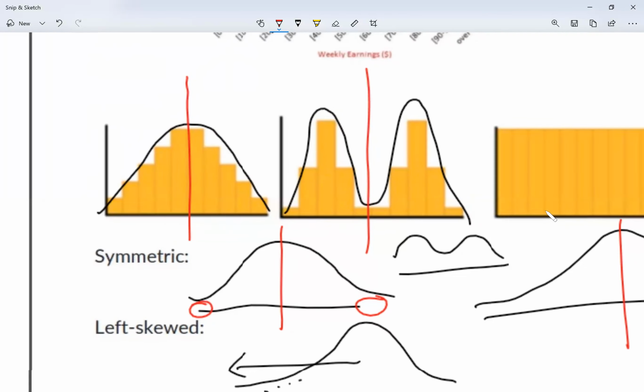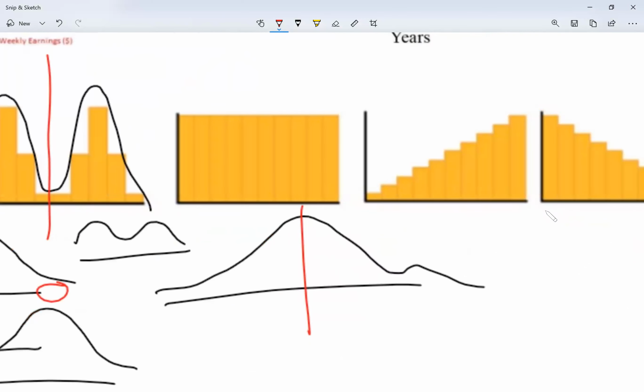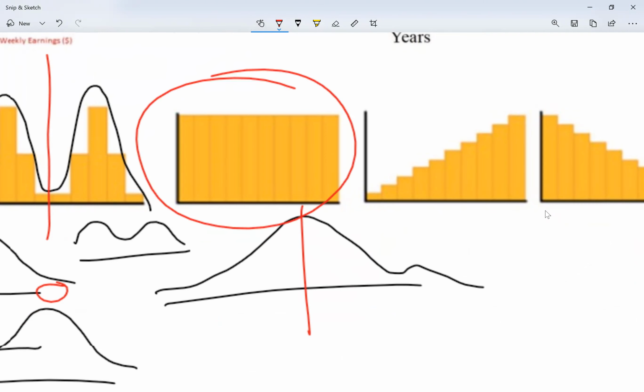It has two peaks. Now looking at this graph, everything seems about the same. There's no peaks, right? There's no ups and downs. There's nothing. This is what we call uniform. I'm looking at this third graph right here. This is uniform. It has no peaks. It's all about the same thing.